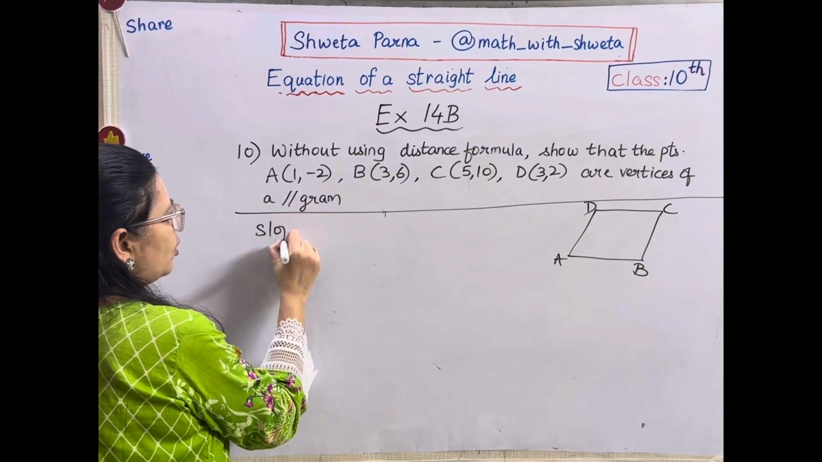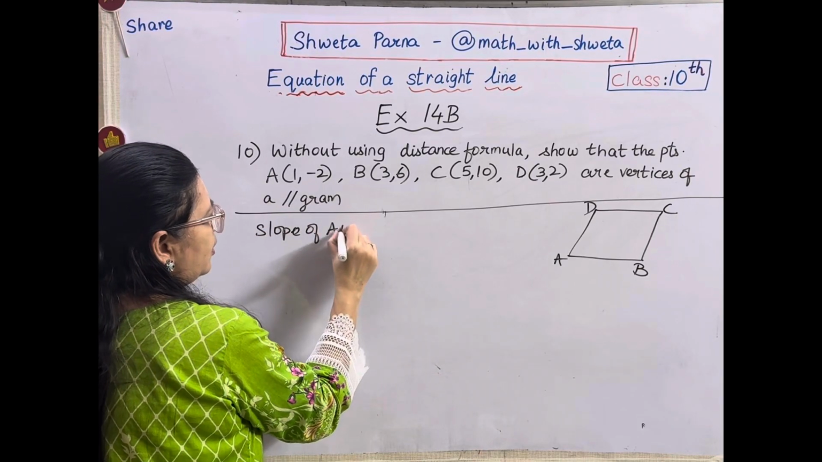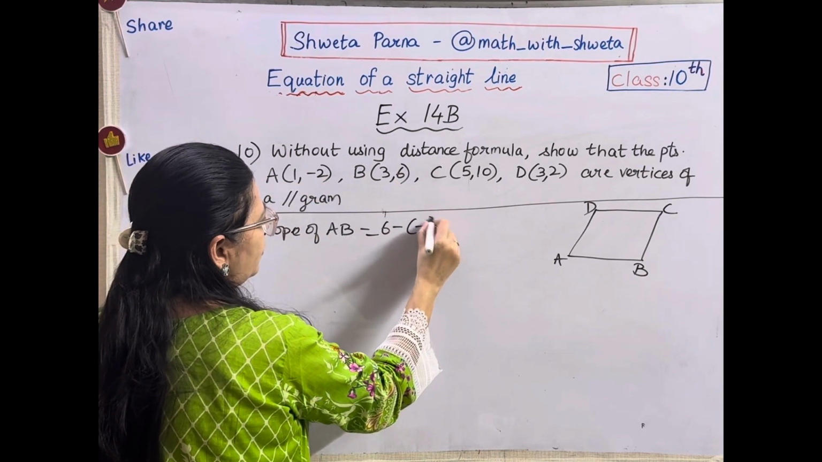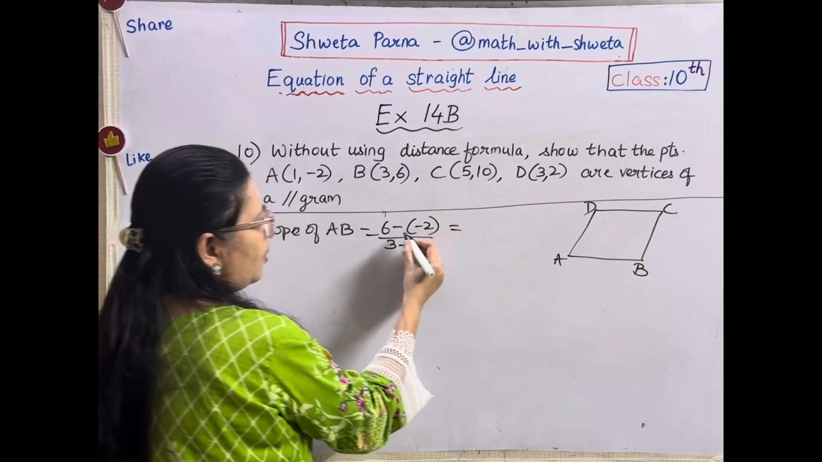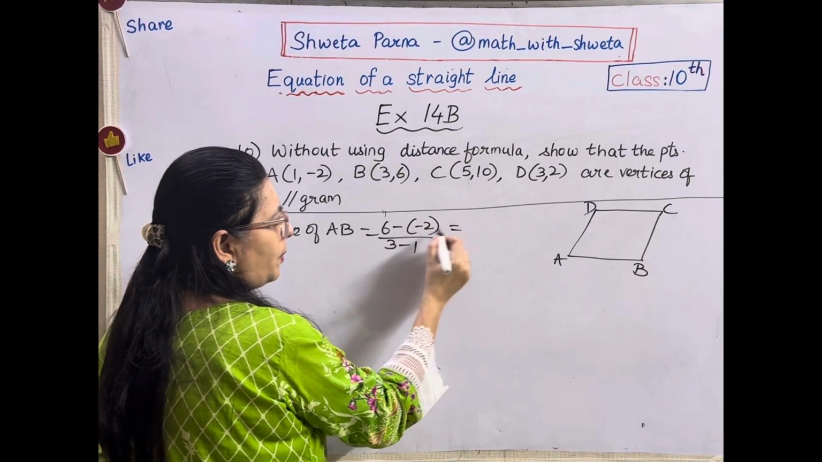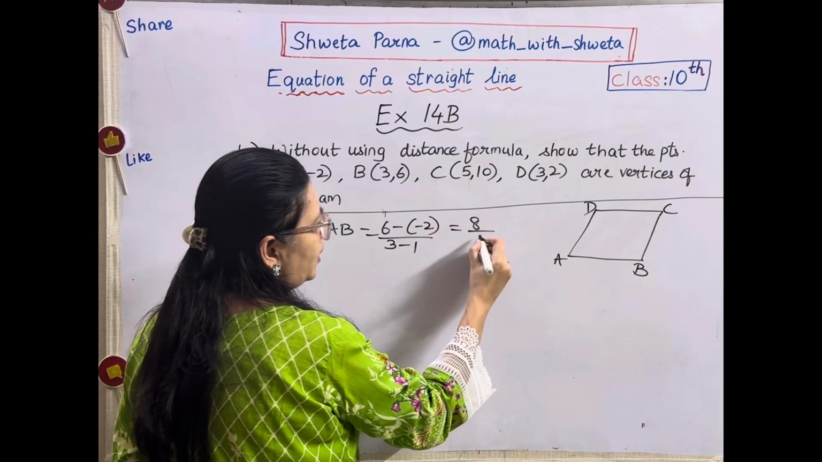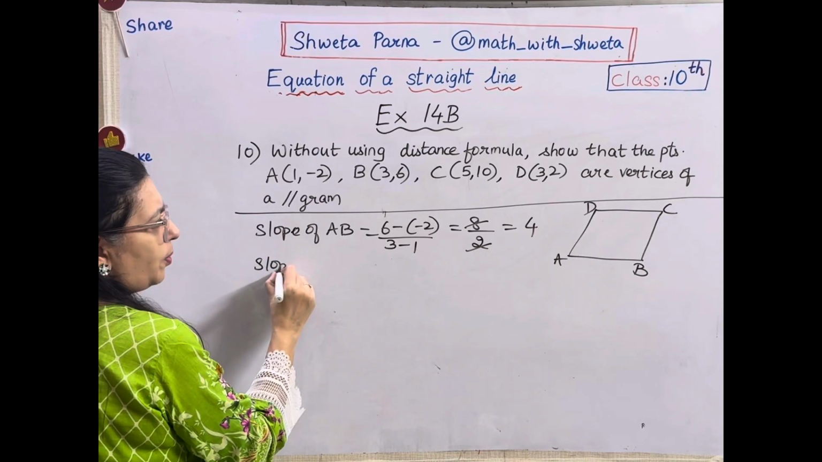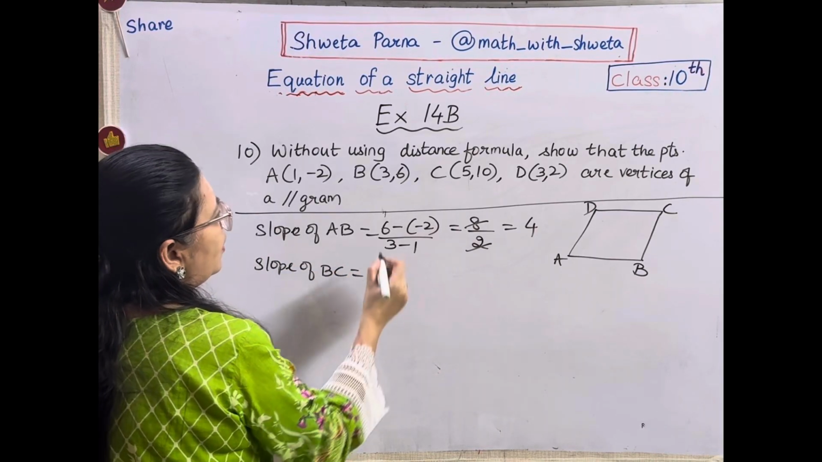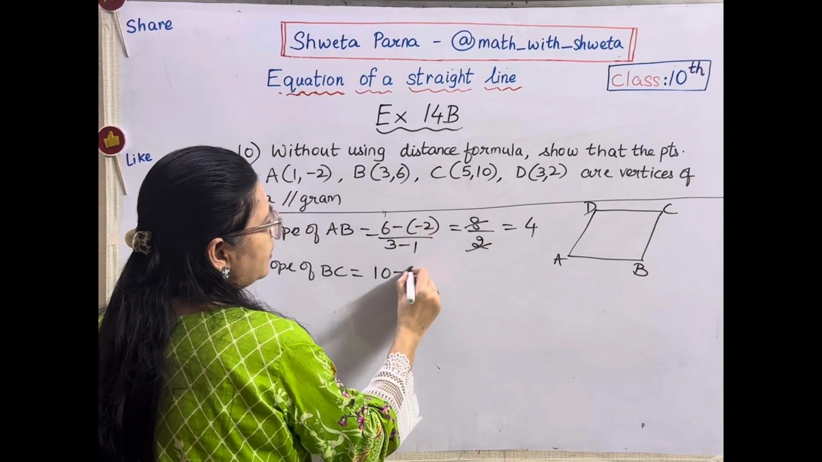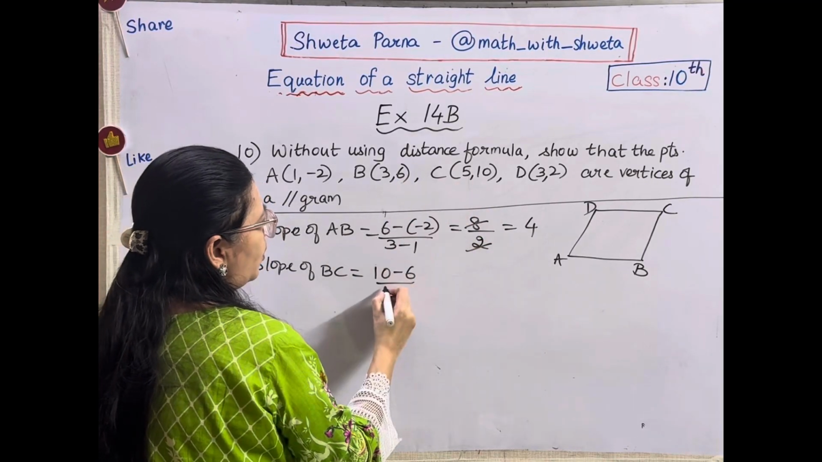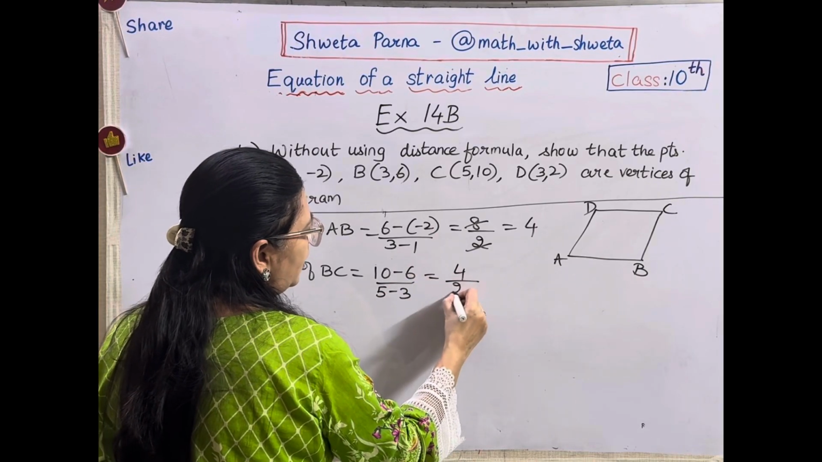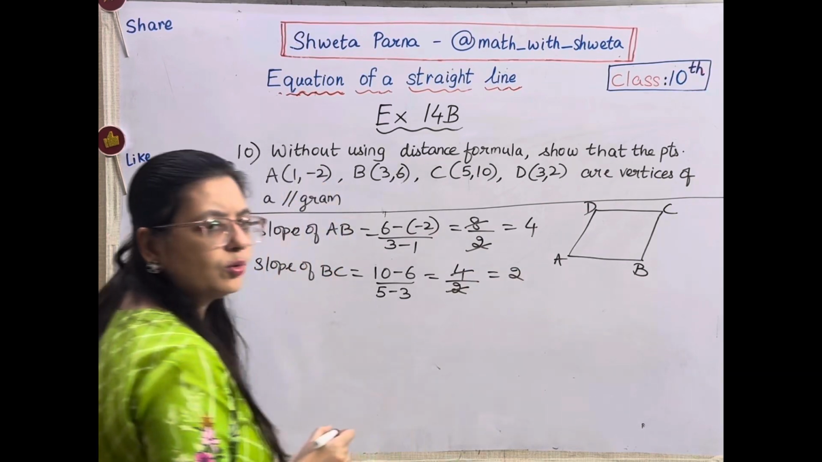So first, slope of AB. Slope of AB. So y2 minus y1, 6 minus of minus 2 and 3 minus 1. Minus into minus becomes plus. 6 plus 2 is 8. 3 minus 1 is 2. So the answer is 4. Same way, let's find slope of BC. BC, so 10 minus 6, y2 minus y1 upon x2 minus x1. 10 minus 6 is 4, 5 minus 3 is 2. So the answer is 2.